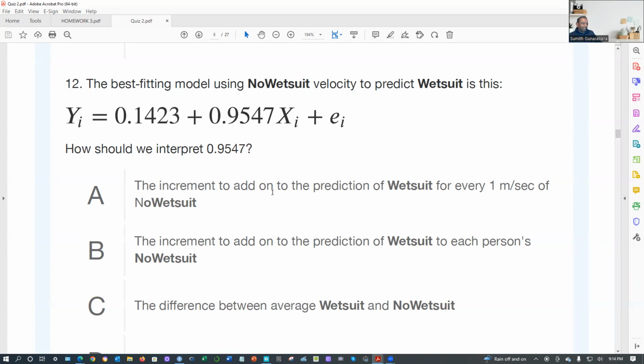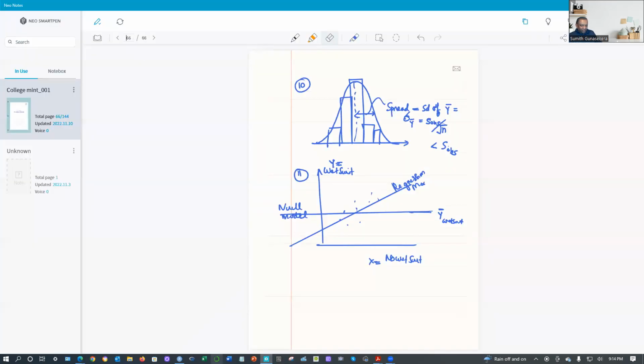That one is called regression. This is the slope. This is the increment, the increment to add onto the prediction. This is the prediction line. That's the regression line.